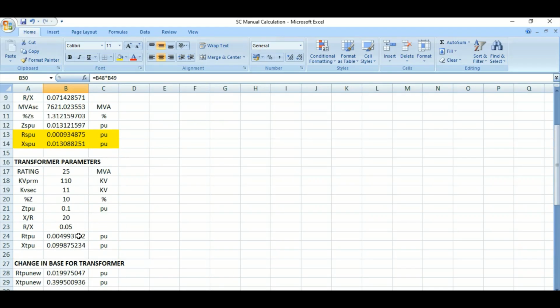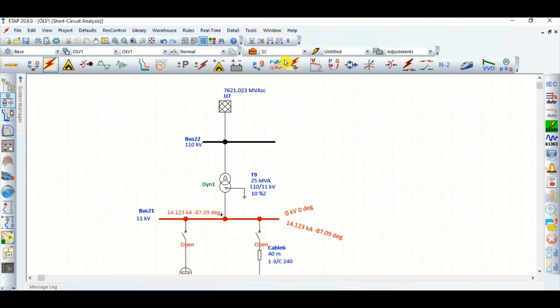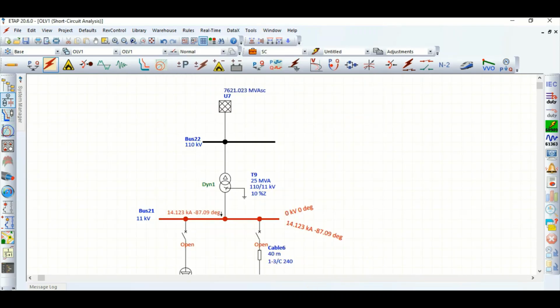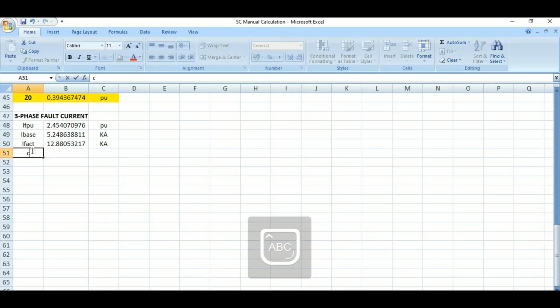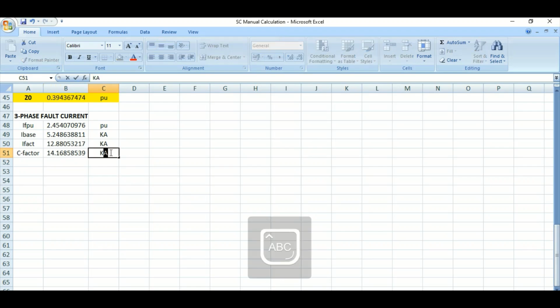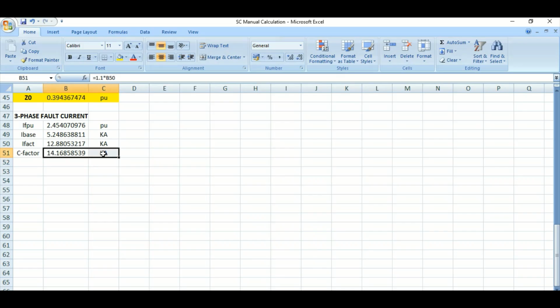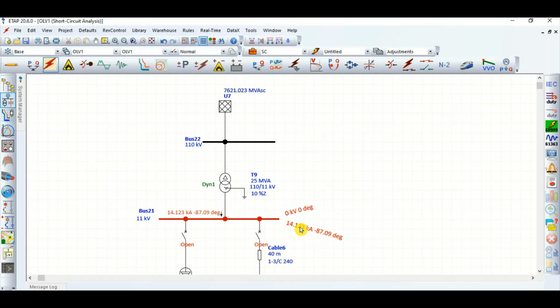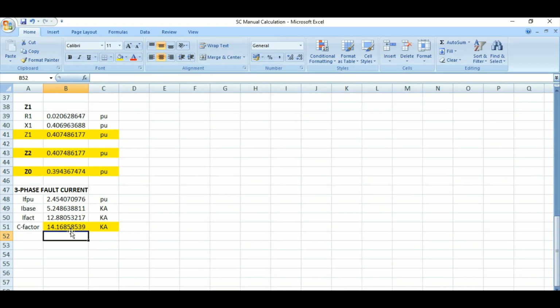So why is this mismatch coming? Because of the C factor. Here they have considered 1.1 as per the IEC standard. So with the C factor, it will be multiplied by 1.1. So 1.1 multiplied by this actual fault current comes to 14.168 kiloamps, right? This is the final result for three-phase short circuit current, 14.168. Here it's coming 14.123. So only this much difference is coming, but it is almost matching with this manual calculation.